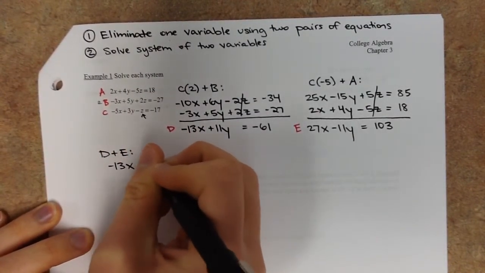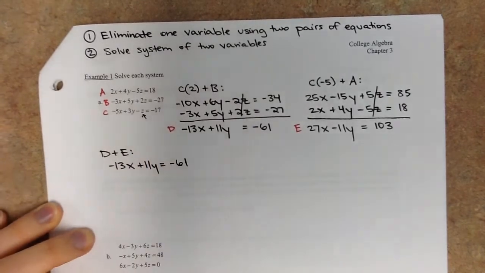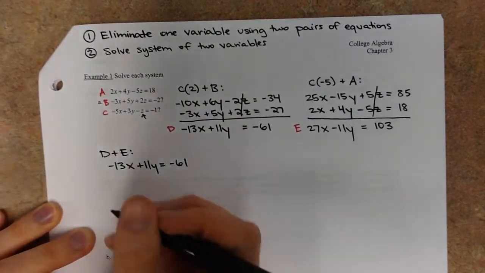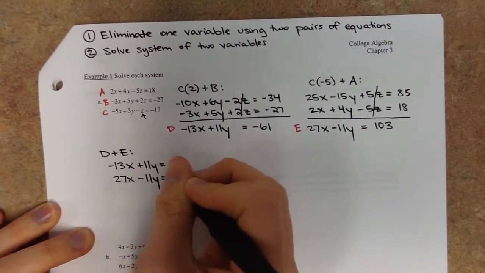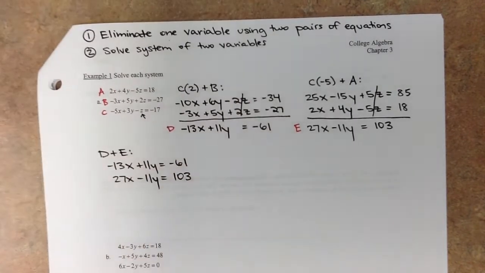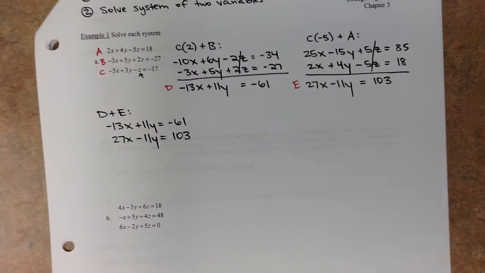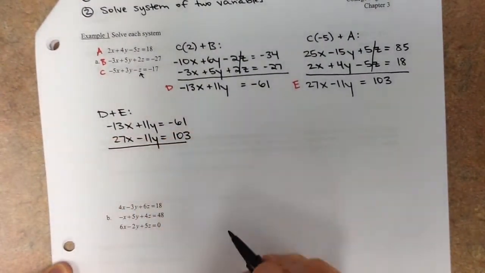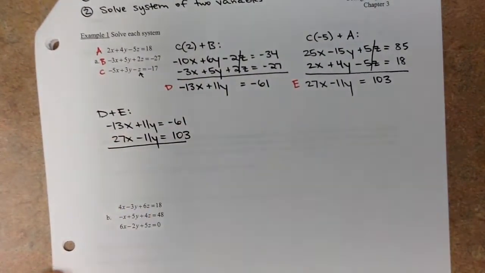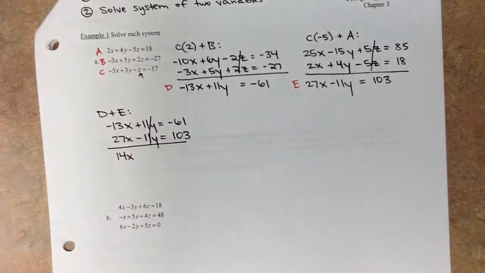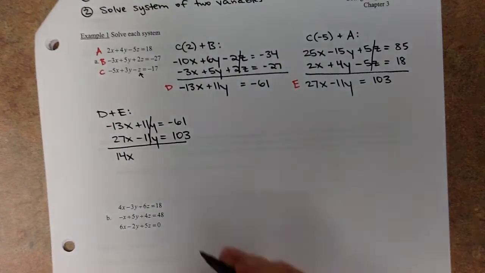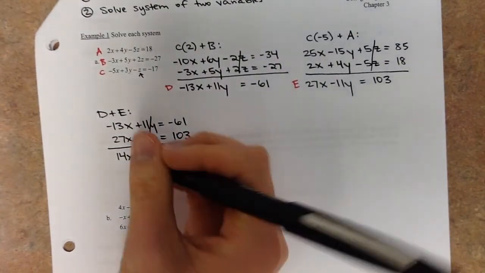So here's equation D. Again, no changes necessary whatsoever. And then right underneath it, equation E. No changes necessary to this one either. Okay, so I'm going to combine them up, working on the elimination method here. So combine like terms here. I end up with a positive 14x. My y's cancel, and I am finally down to just one variable. And then this equals 42.